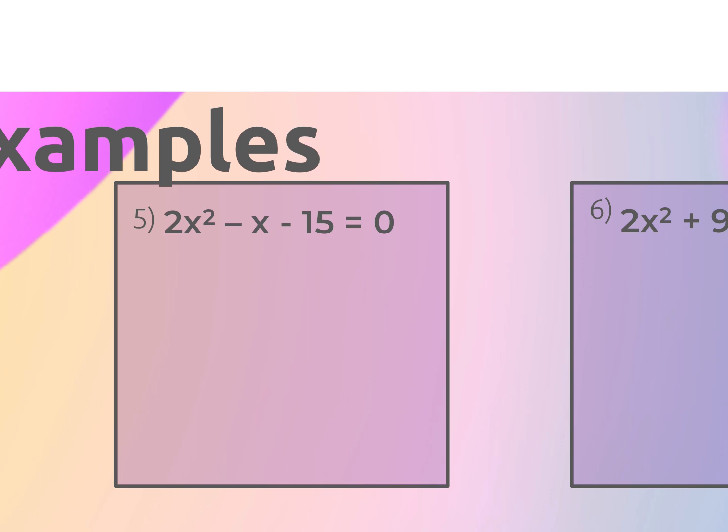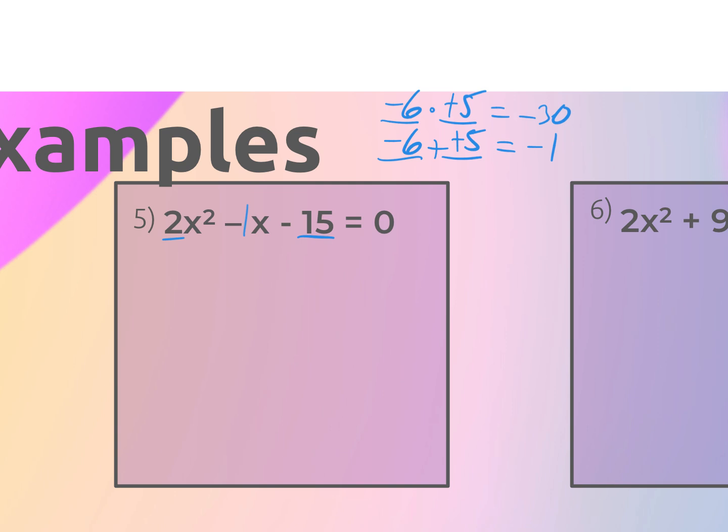Now this isn't the super easy case where a equals 1 and you can just find factors of negative 15 that add to 1. No, this is our a times c case. We have to multiply the first term times the last term, so 2 times negative 15 is negative 30. We're looking for 2 numbers that multiply to negative 30 and add to negative 1. Keep in mind, this negative x is the same as negative 1x. Factors of negative 30 that add to negative 1 should be negative 6 and positive 5.